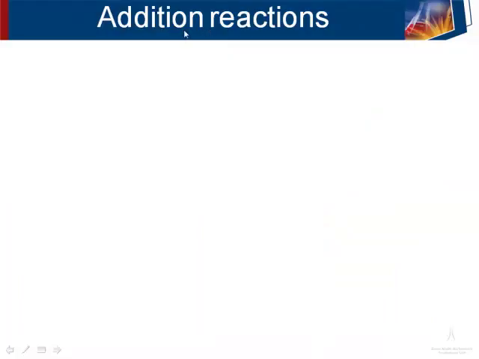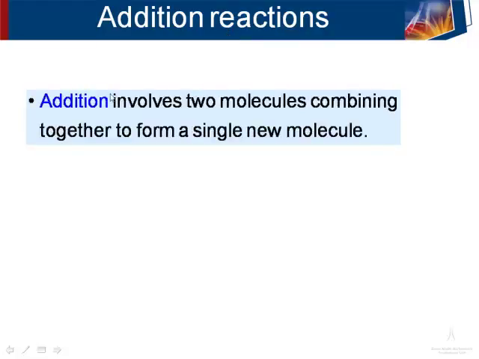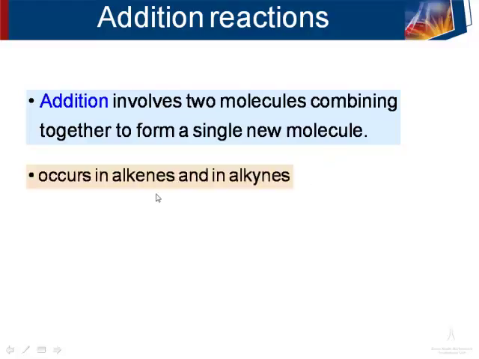Looking now at the second type of reaction, we have discussed substitution reactions. Now we're going to discuss addition reactions. Addition involves two molecules combining together to form a single new molecule. Addition, adding. This occurs in alkenes and in alkynes. Remember, this is a double bond hydrocarbon and a triple bonded hydrocarbon.